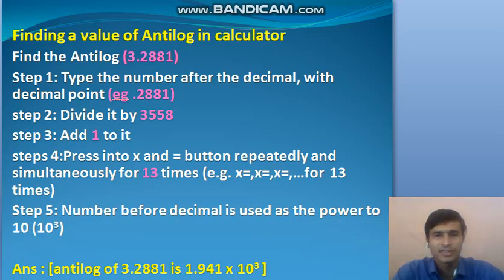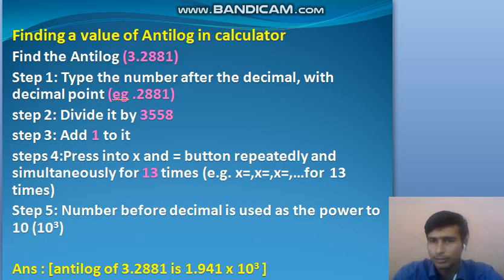Now we will see about finding the value of the antilog of any number in a simple calculator. The process of finding an antilog is exactly the reverse of the process of finding a log. Suppose we want to find the antilog of the number 3.2881. We need to find the antilog of 3.2881.